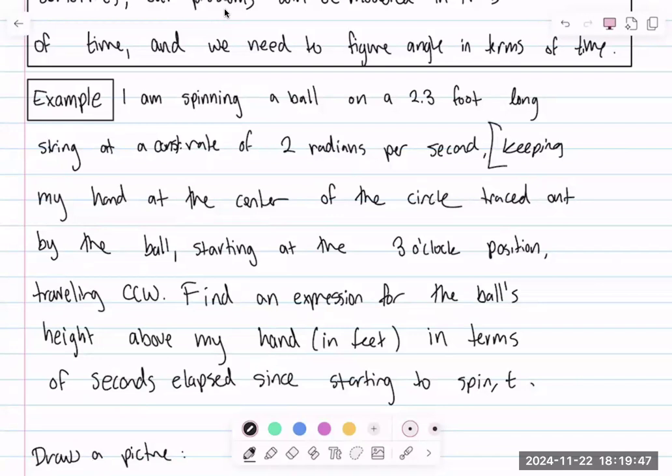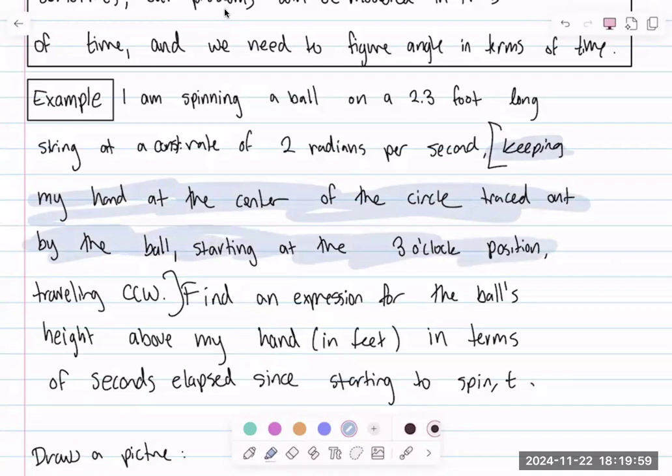Keeping my hand at the center of the circle traced out by the ball, starting at the 3 o'clock position, traveling counterclockwise. This whole thing right here, all of this is just set up to tell us it's normal, right? We're starting at 3 o'clock, all good. We're traveling counterclockwise, nice. And something is staying centered at this circle, okay? So we can kind of ignore this. It doesn't really matter.